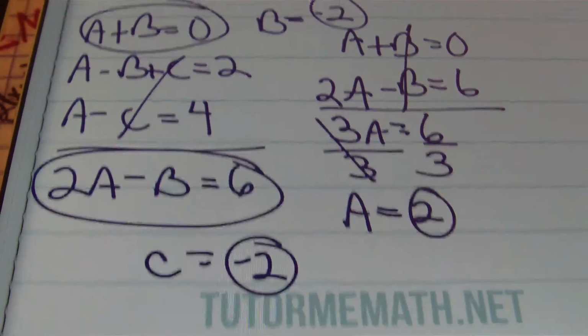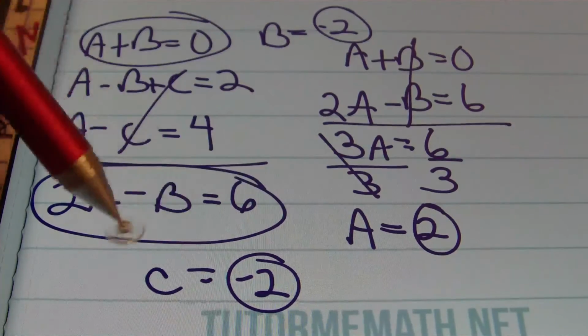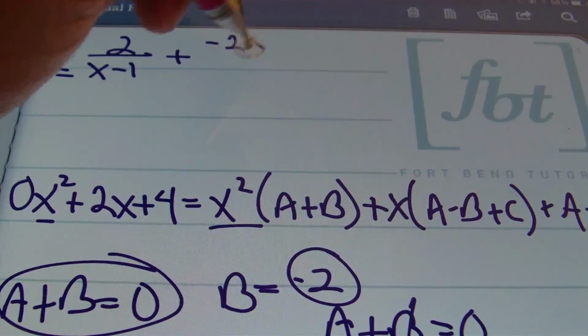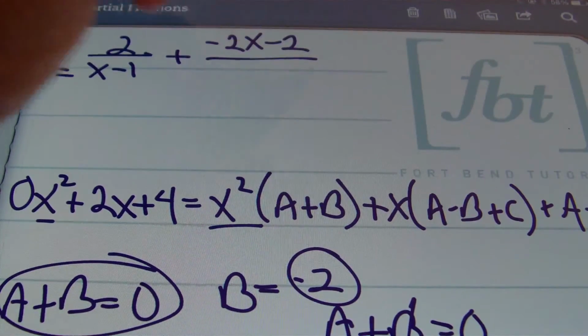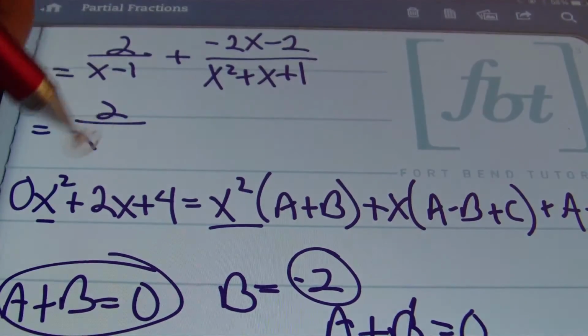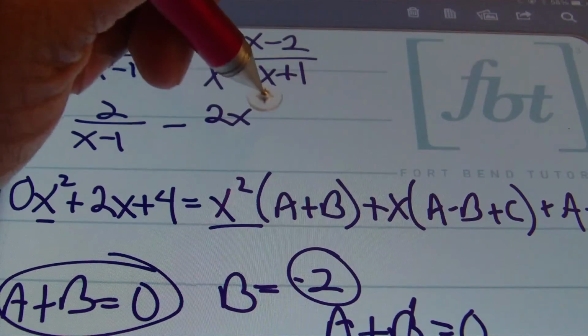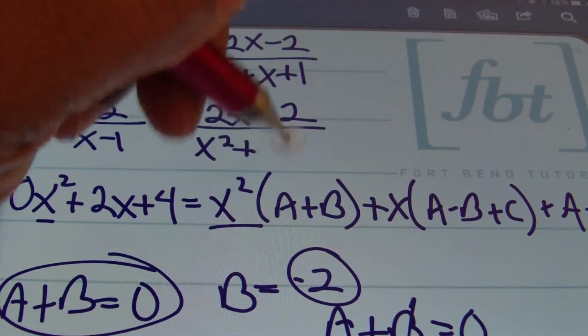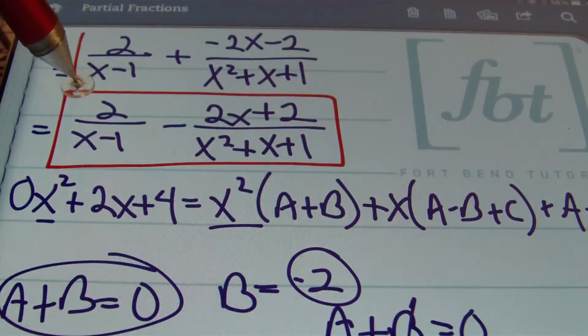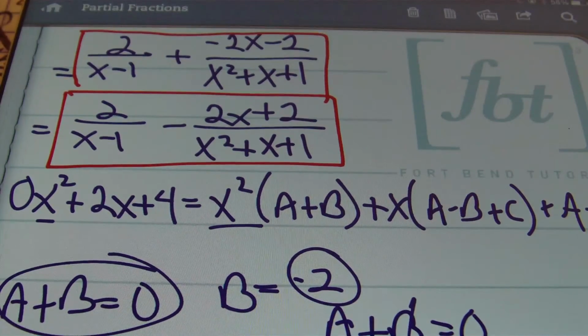Done and done. You can substitute those values in and solve for these variables like so. My answer can be written as 2 over x minus 1 plus (negative 2x minus 2) all over x squared plus x plus 1. You could simplify this by factoring out a negative in the numerator if you want, and rewrite it as 2 over x minus 1 minus (2x plus 2) all over x squared plus x plus 1. Depending on your teacher, either form of the answer should be okay. So there you have it, 2 ways to write the result. Done and done. And that was problem number 5.